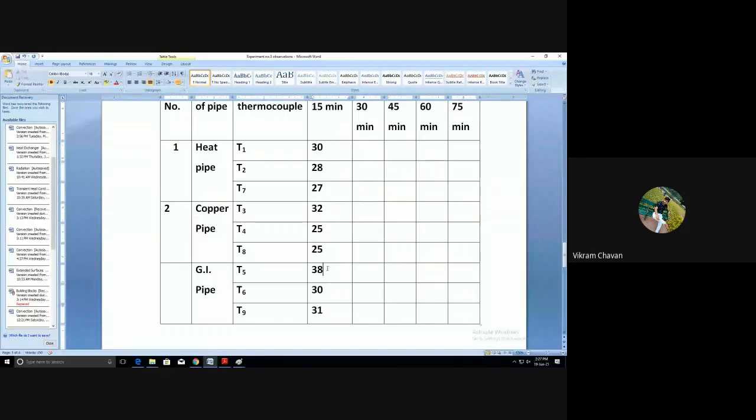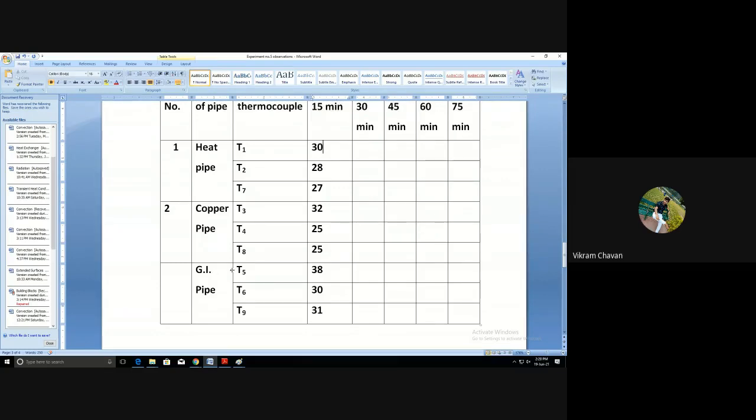And in the GI pipe, the bottom side or source side temperature is 38 degrees Celsius and the top side temperature of that pipe is 30 degrees Celsius. So the temperature difference is 8 degrees Celsius in the case of the GI pipe. So we can say that the heat pipe has maximum efficiency to transfer heat from the evaporative section to the condenser section as compared to the copper pipe and GI pipe.